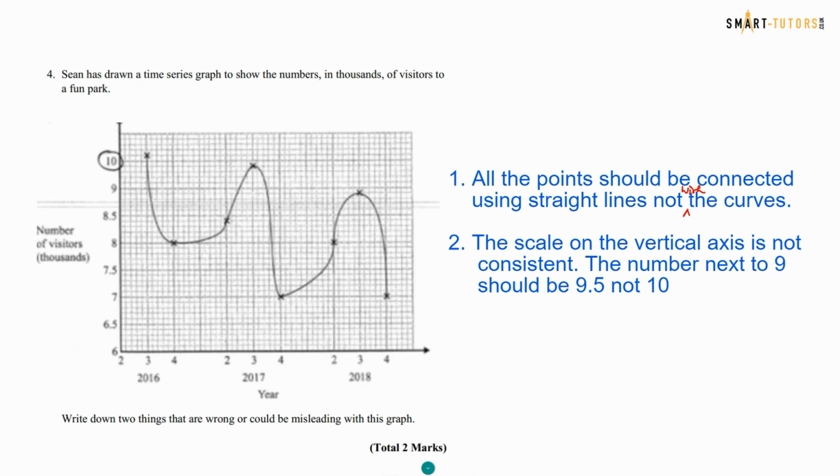Next one, the scale on the vertical axis is not consistent. If you see here, 6, 6.5, 7, 7.8, 8.5, then this has to be 9.5. Also, it suddenly starts from 6. Either you put a zigzag, or you have to start from 0. If you are starting from 6, you have to put the zigzag line. So I must admit the 9.5 to 10 is one mistake and the curved line is the other mistake.